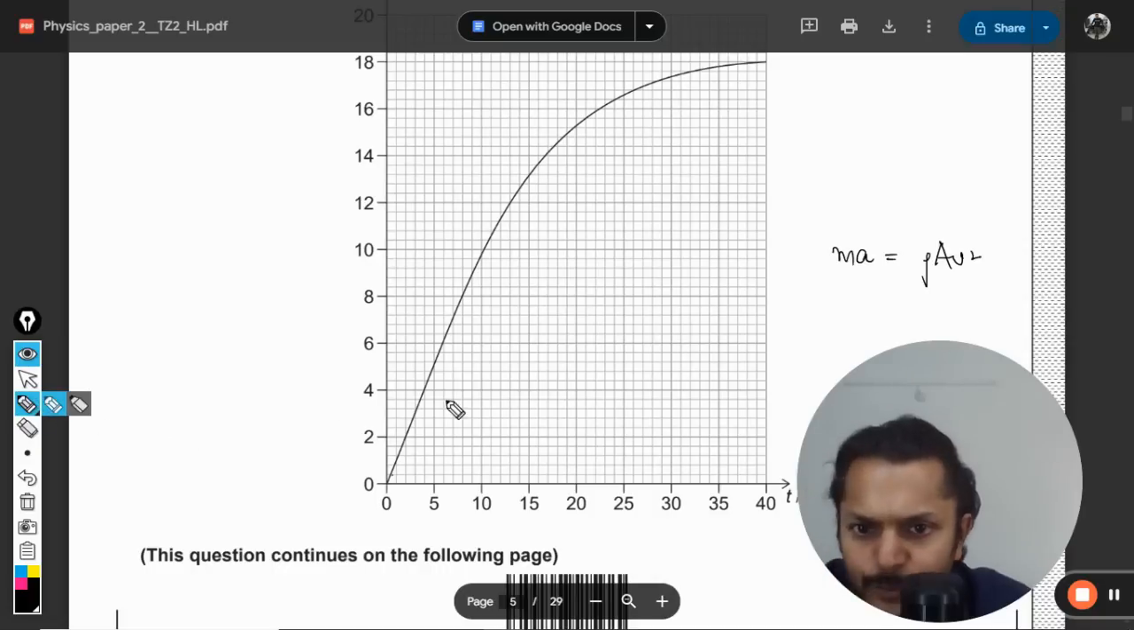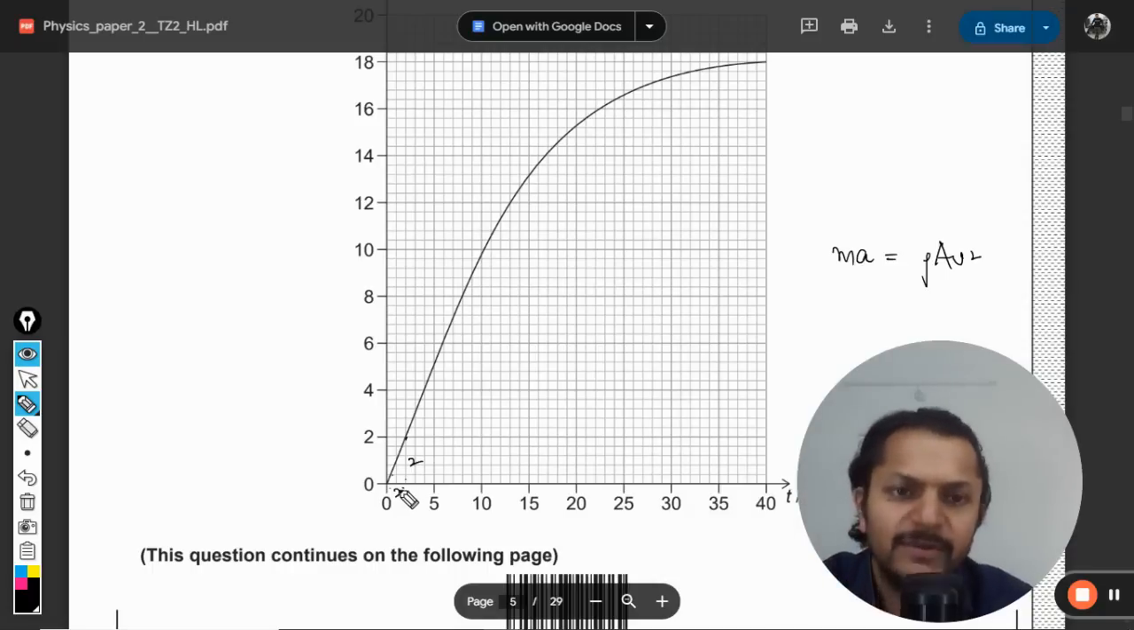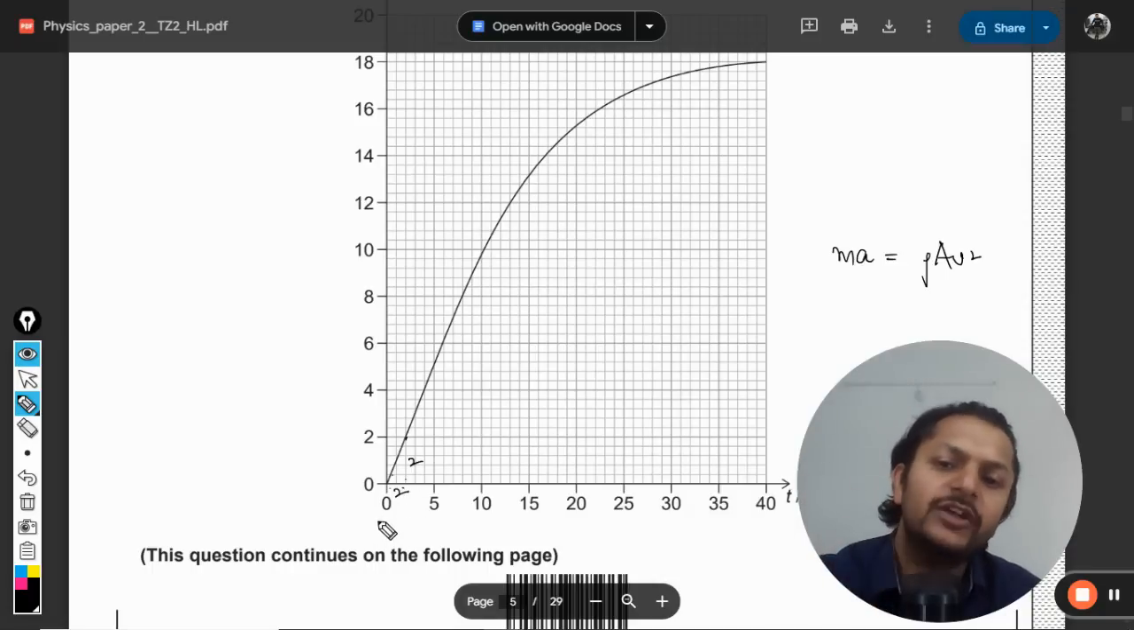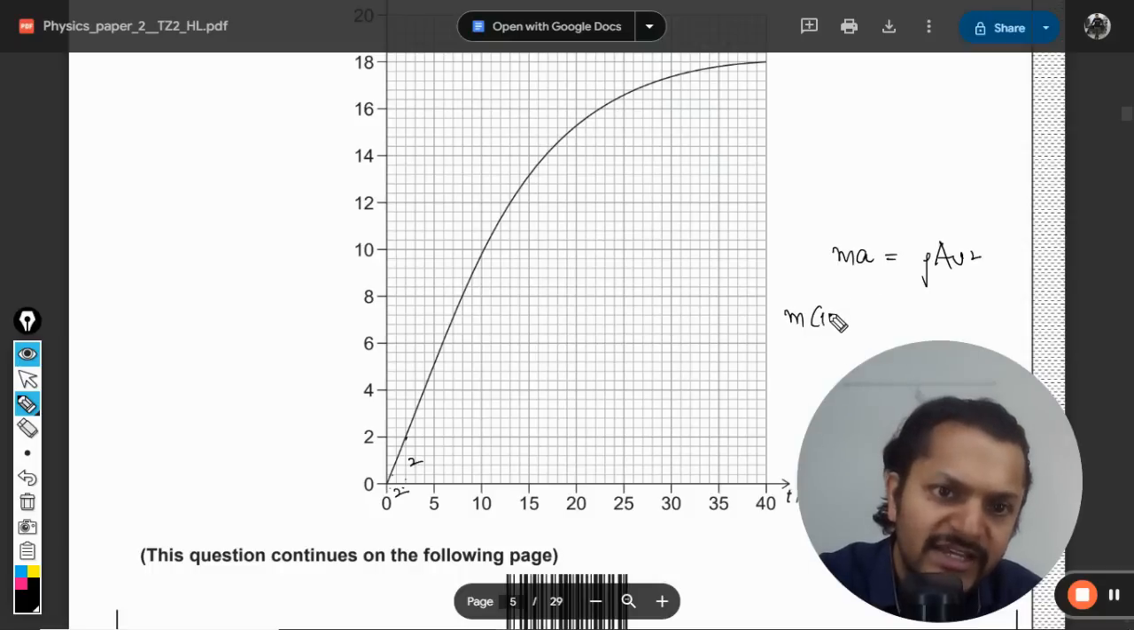So what will be the slope now? This is almost a perfect point. 1, 2, and 1, 2, 3, 4, 5. So this is also 2. So 2 divided by 2, where 2 is this and this will be 2 in seconds. So the angle will be 45, tan 45 will be 1. So the acceleration is 1.